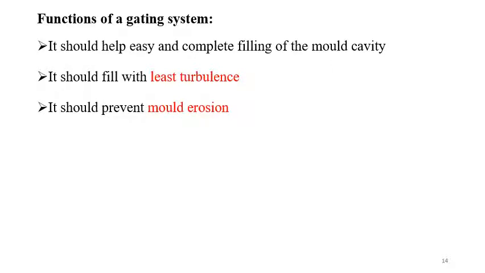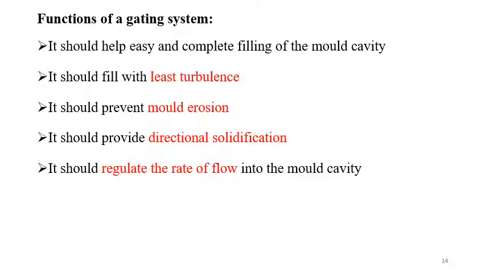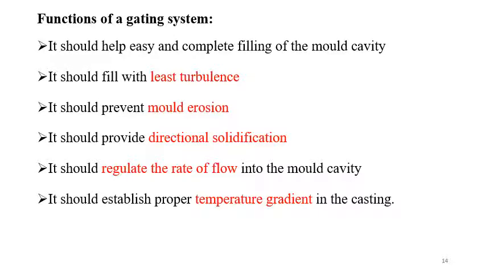The main function of the gating system is to maintain easy metal flow and fill with the least turbulence. It should prevent mold erosion, provide directional solidification, regulate the rate of flow into the mold cavity, and establish the proper temperature gradient in the casting. These are the important functions of gating systems. Next, let us go to the different types of gating systems used in the foundry industries.